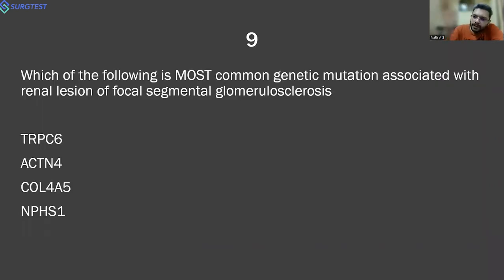Okay. So because we talked genes, which is the most common genetic mutation associated with the renal lesion of focal segmental glomerulosclerosis? Which of the following is the most common genetic mutation associated with the renal lesion of focal segmental glomerulosclerosis?